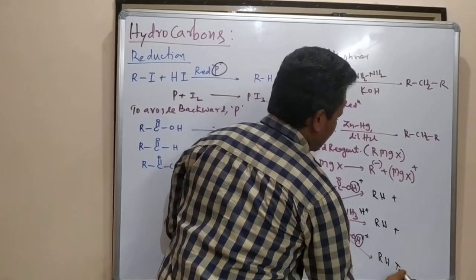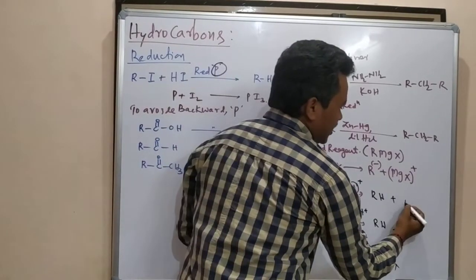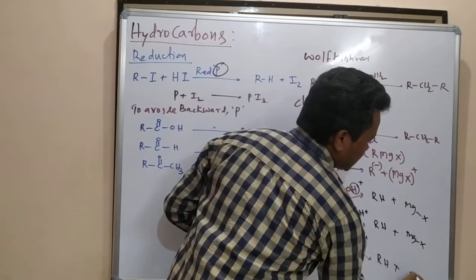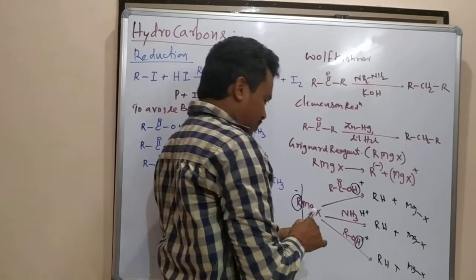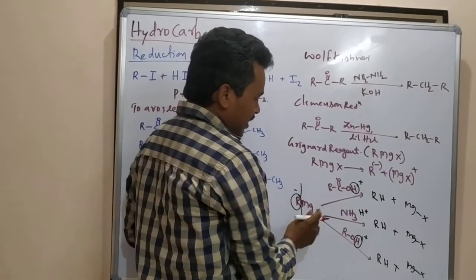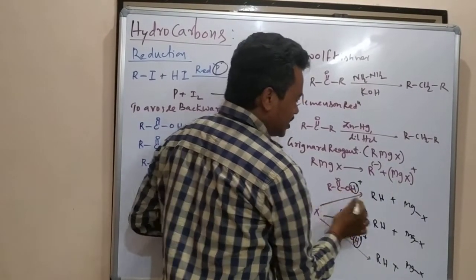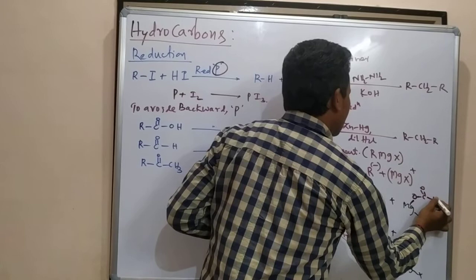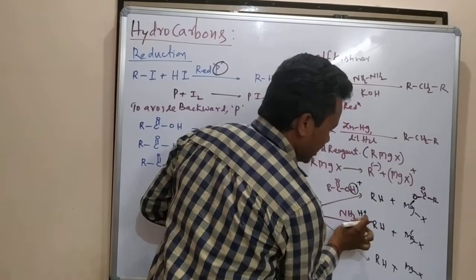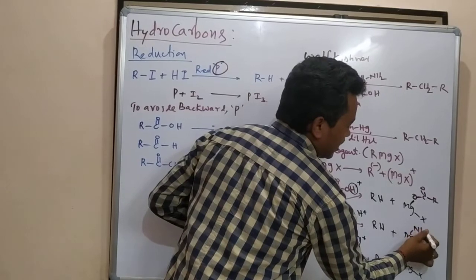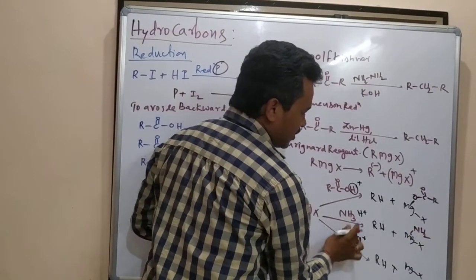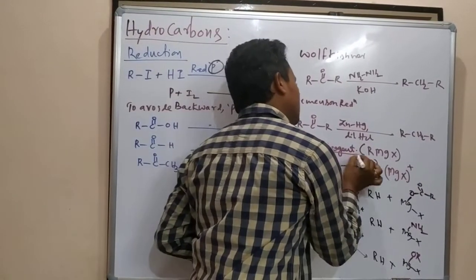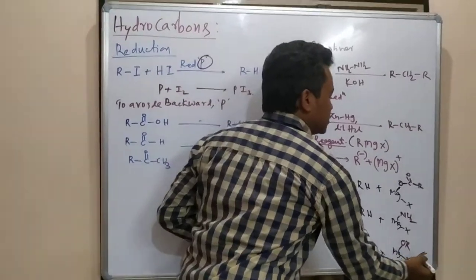What are the byproducts here? The byproduct is MgX. Here also MgX, here also MgX. I will write the complete product here: MgX, and what is remaining is RC double bond OR. That is the byproduct. Here also Mg, H plus coming out, what is remaining is NH2. Here H plus coming out, what is remaining is OR. So these are all byproducts from the Grignard reagent. This is also an important one.